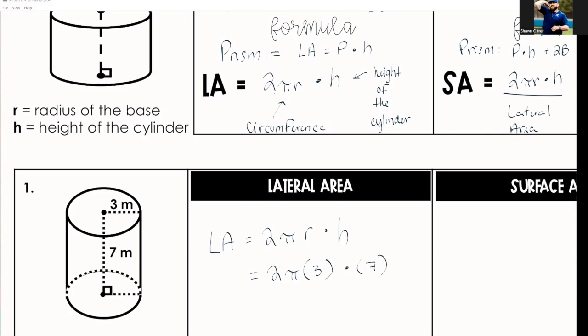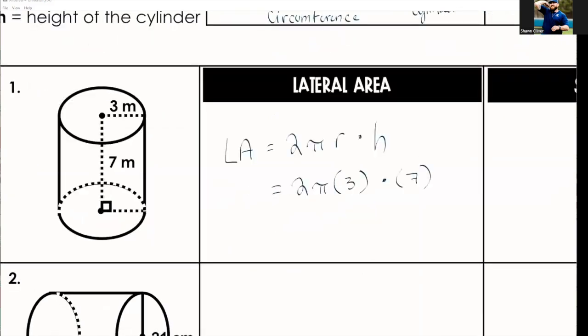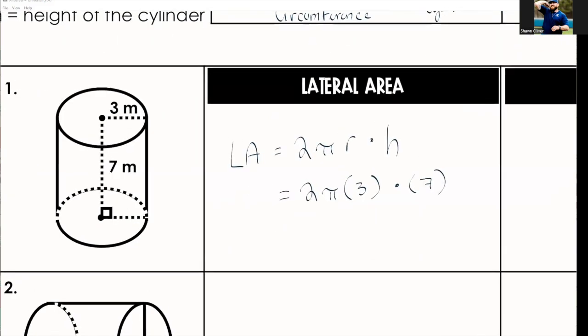So we're going to leave our answer in terms of pi. To leave our answer in terms of pi means we're going to treat pi like a variable. We're not going to multiply by pi. If I asked you to multiply 2x times 3 times 7, what would your answer be? 2 times 3 is 6. 6 times 7 is 42. 42x. Thank you. That was a great job.